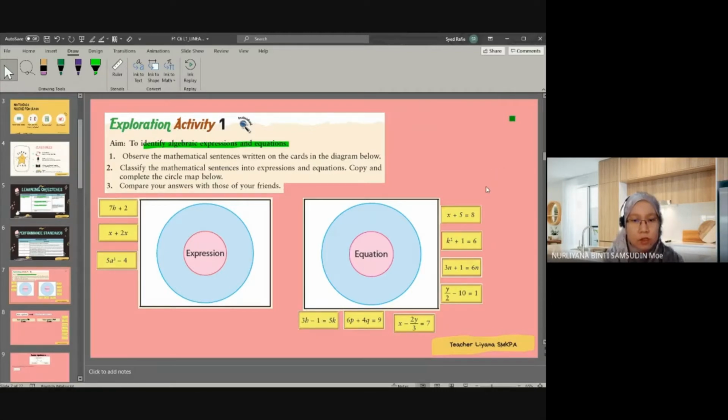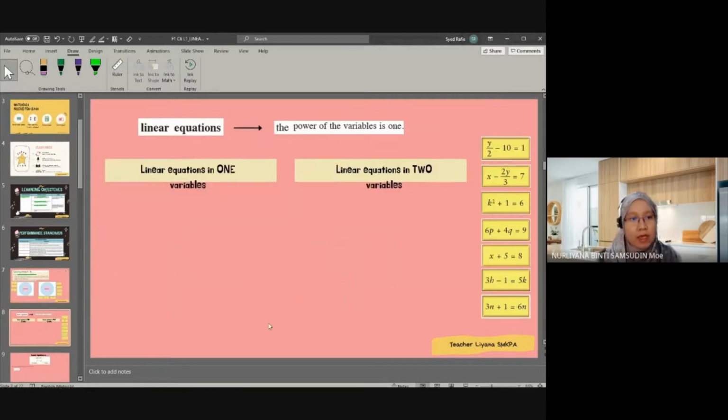This is only to identify which one is an algebraic expression and which one is an algebraic equation. I hope everybody can understand this. Let's move on to linear equations. What does it mean by linear equations? It means that in the equation, the power of the variables is 1 only.